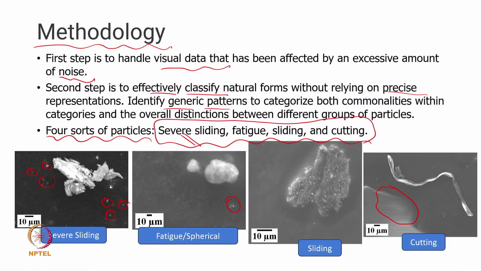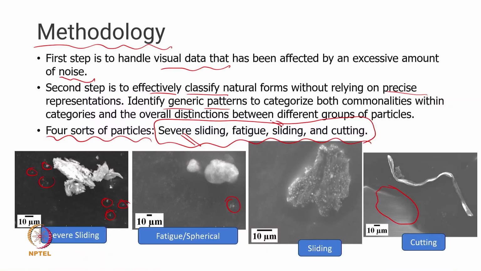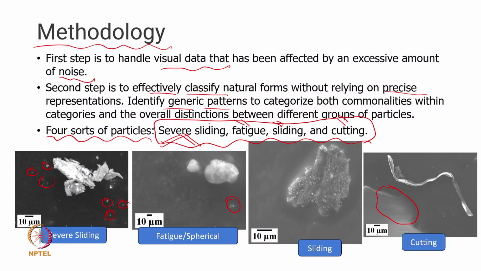Say severe sliding, which is alarming. In this situation, classification may not be sufficient, so we can think about sliding and severe sliding in one category, fatigue in another category, and cutting in another category. Once it has been done, we have divided into 3 categories, and based on the size we can say whether it's a severe sliding, mild sliding or ultra mild sliding. Similarly for cutting, similarly for fatigue.